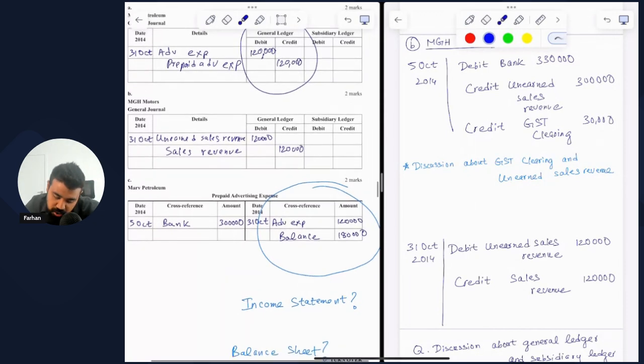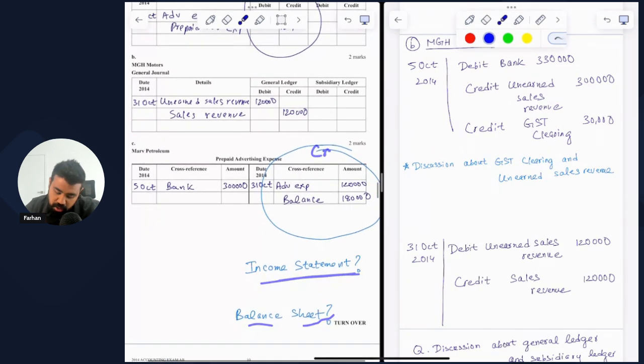So all these entries that you see on the credit side of the prepaid advertising expense ledger account, how much are we going to show in the income statement and how much are we going to show on the balance sheet? Now, for the month of October, in the income statement, we are going to show advertising expense incurred of $120,000 for the 2 cricket games that have happened and the 2 cars that were delivered. And in the balance sheet, at 31st of October, the closing balance would be $180,000. So within the current assets section, if you include the prepaid advertising expense, you're going to show a balance of $180,000. Okay? So that's all for today's lesson.